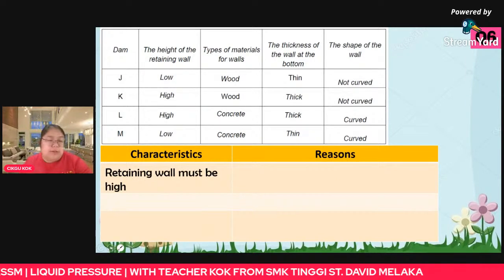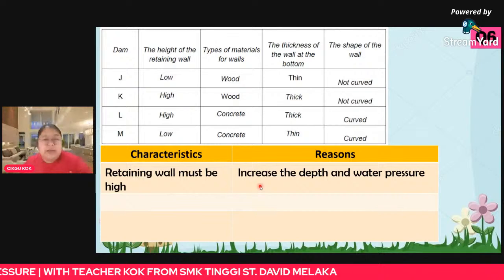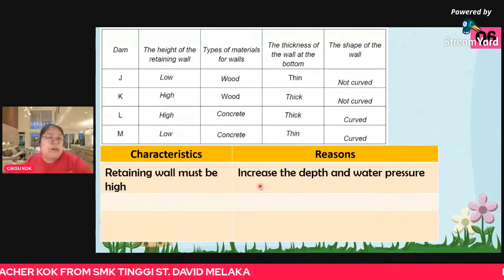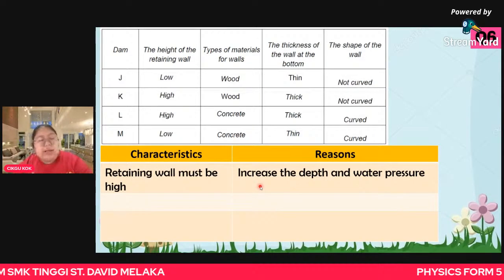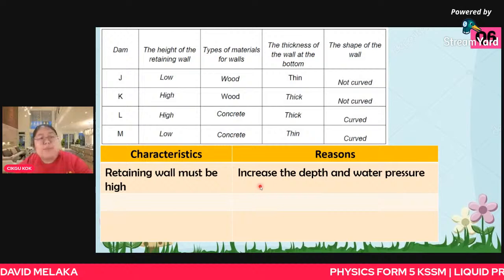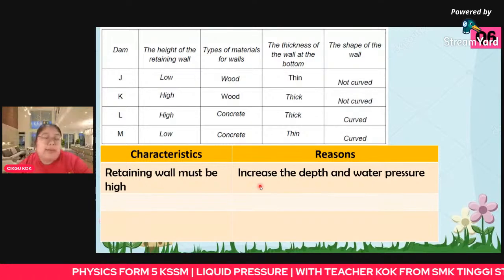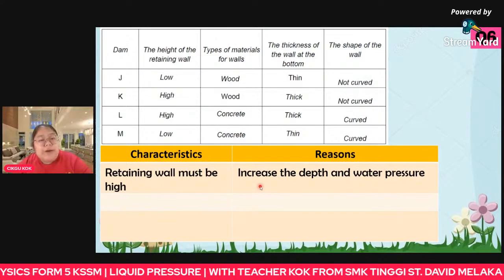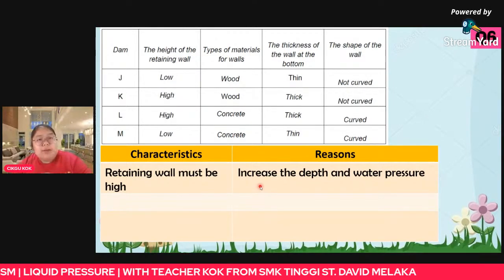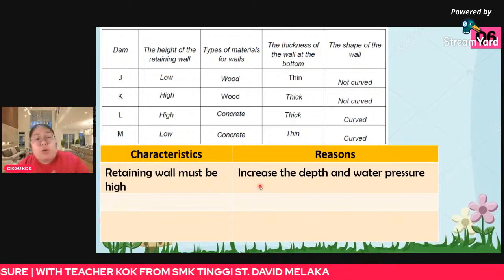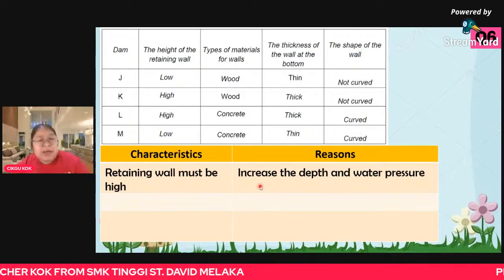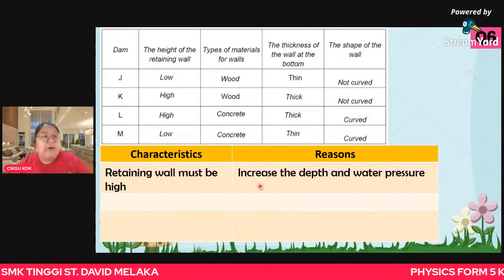Okay, let's see the reason: increases the depth and water pressure. If the retaining wall becomes higher, you can block more water, and if you can block more water, you can store more water. If it is higher, the whole tank can store more water inside. If I make it lower, the water will overflow, right?